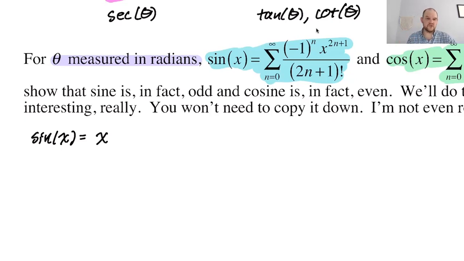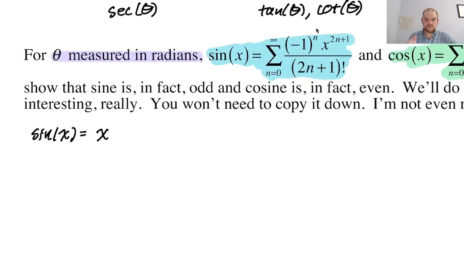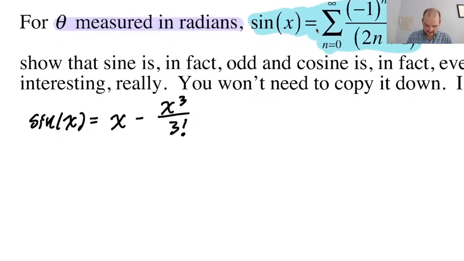You can test that. Try anything between, I don't know, negative 0.2 and 0.2. Check out the sine of those versus the x value that you're plugging in. See what happens. So that's when n equals 0. When n equals 1, we get negative 1 to the first, so negative. x to the 2 times 1 plus 1 is x to the third, over 3 factorial. So it's minus x cubed over 3 factorial. This is interesting. We could have written the first term as x to the first over 1 factorial. That would have been totally fine.